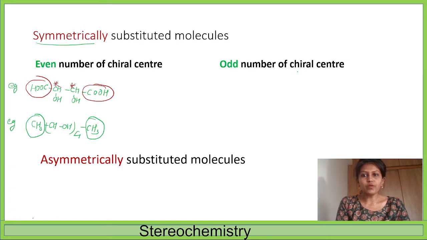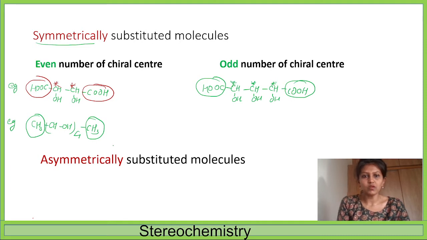Now for an odd number of chiral centers we can write this example: CHOH, CHOH, CHOH, COOH. So there will be two terminal COOH groups which are the same, so it is a symmetrically substituted molecule, and there will be 3 chiral centers, that is, an odd number of chiral centers over here.